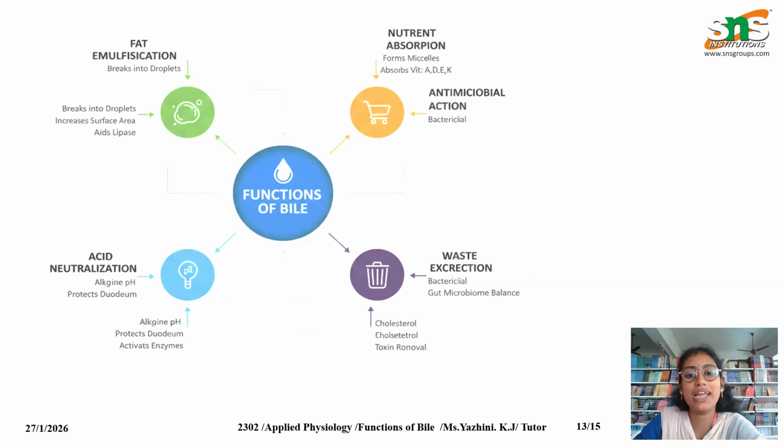To conclude, bile is a golden fluid with multiple functions: digestion, absorption, excretion, pH regulation and infection control. Any disturbance in bile flow can lead to jaundice, malabsorption and gallstone diseases. As nursing students, always remember to assess for jaundice, that is yellow sclera, dark urine, pale stool, to monitor the LFTs and give proper dietary advice.